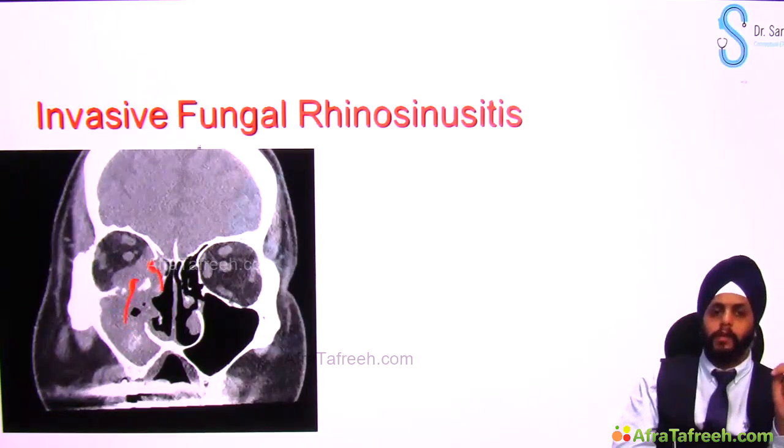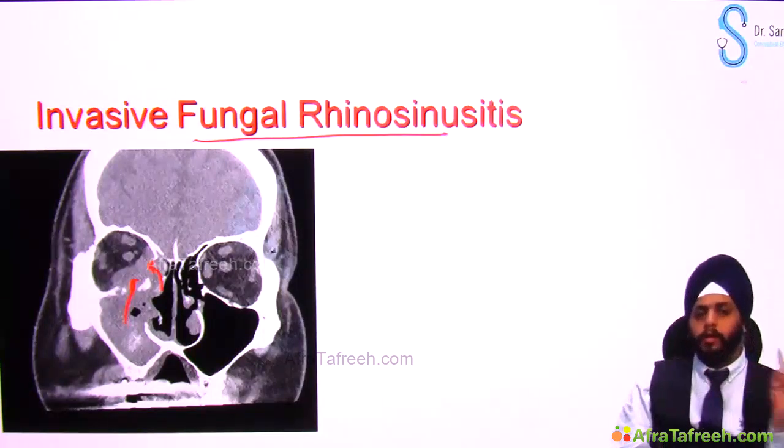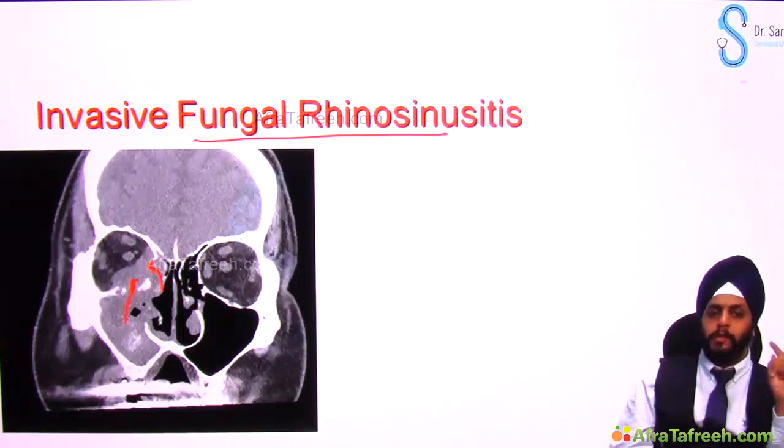This is an invasive fungal rhinosinusitis. The erosion is not because of pressure. It is because of invasion, and as you can see, it has gone inside the orbit. So it's an invasive fungal rhinosinusitis, rhinocerebral mucormycosis. Okay, so these were the fungal diseases.